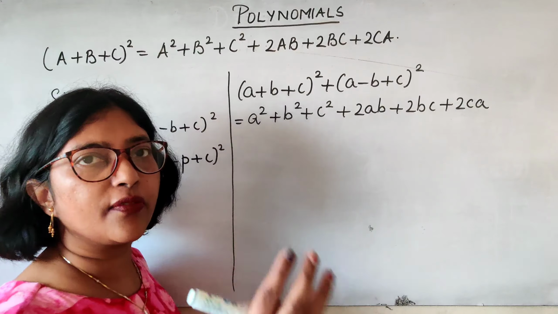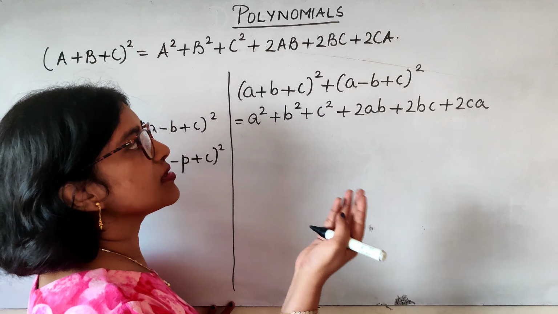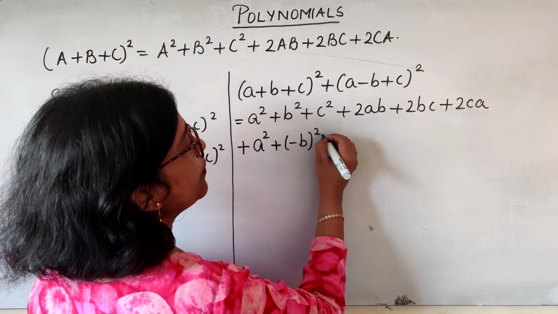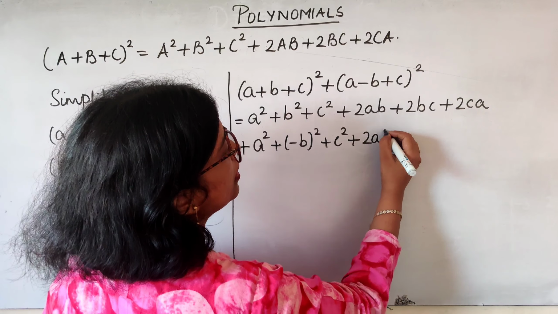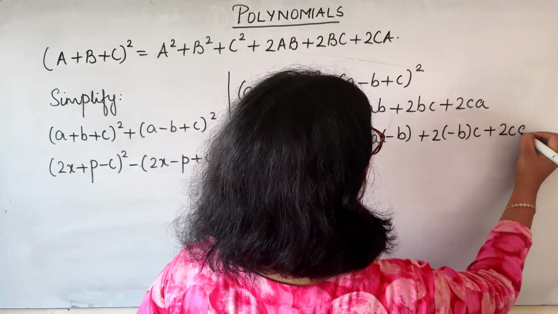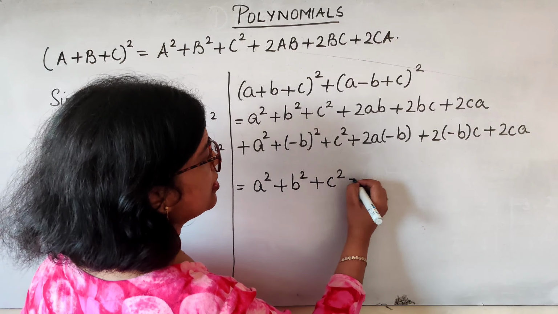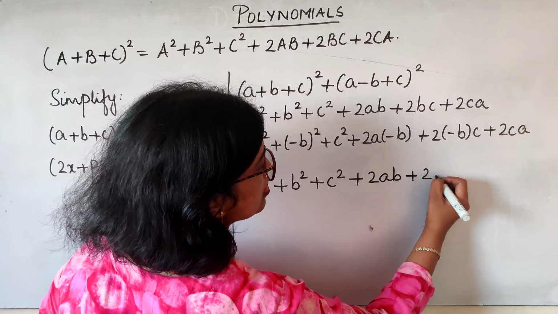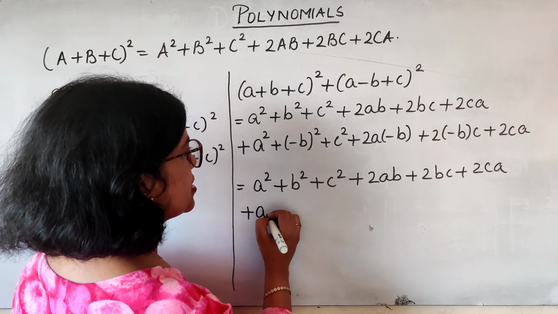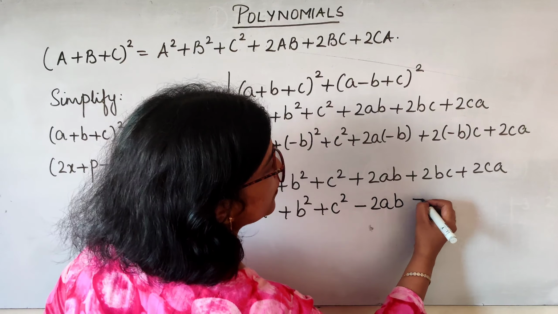Now going to this one, generally when we have questions like this, we should write one in the first line and the other in the second, so that simplification becomes easy. So I am going down with this. It's a square plus minus b square plus c square plus 2a into minus b plus 2 of minus b into c plus 2ca. So the simplified form turns out to be, the first line is not going to change, there is no simplification in this. But in the second line, because we have minus b, we have plus a square, minus b square is b square, this becomes minus 2ab.